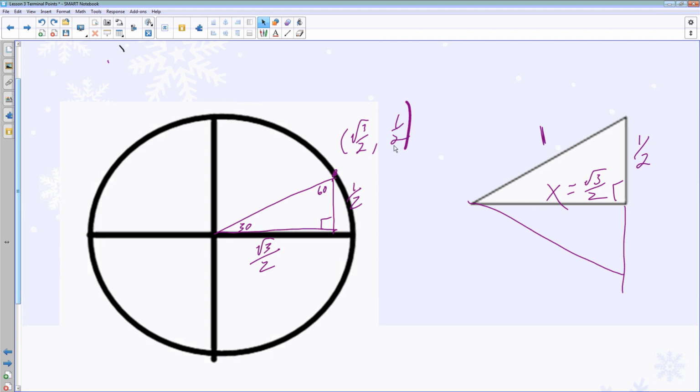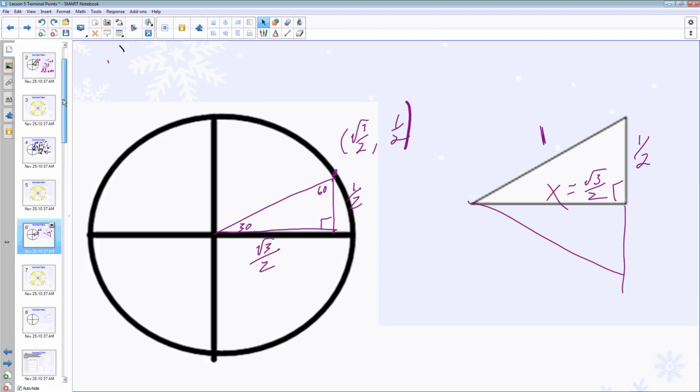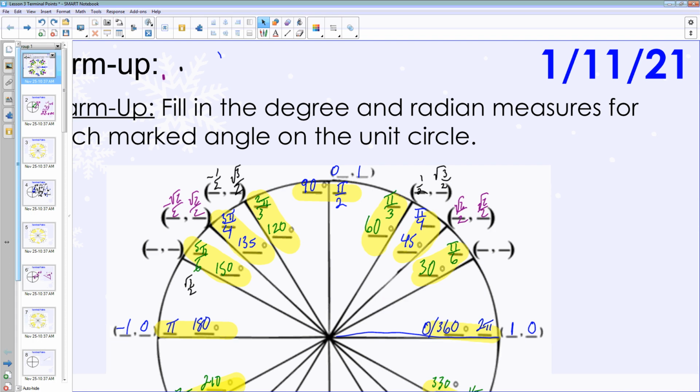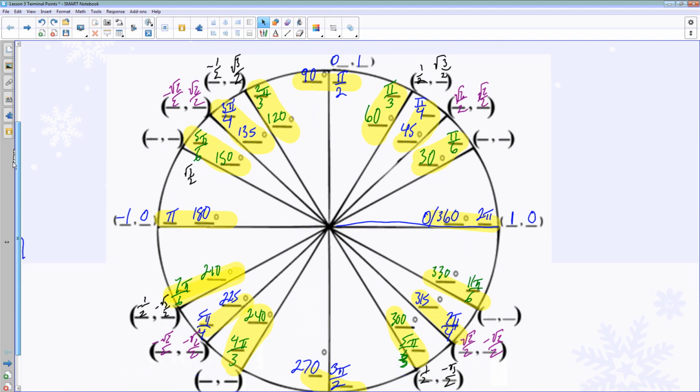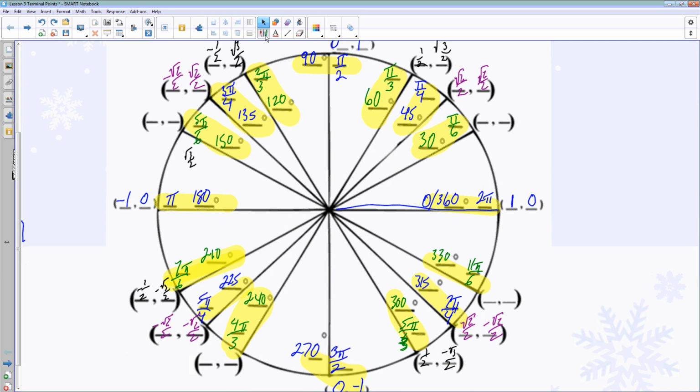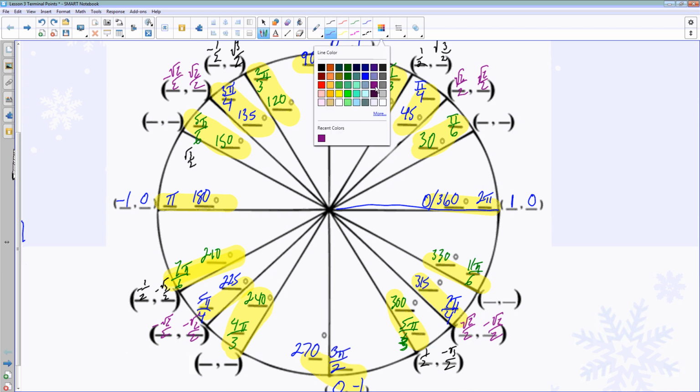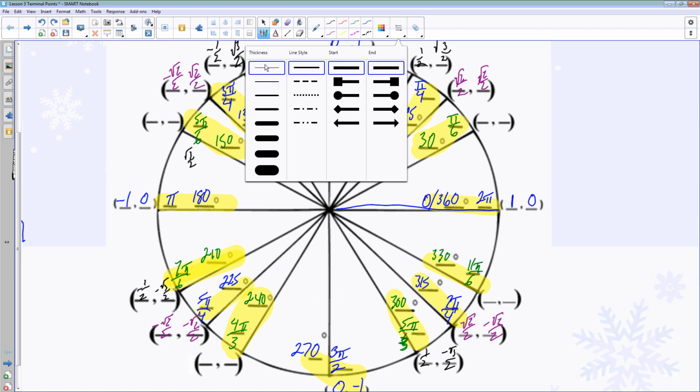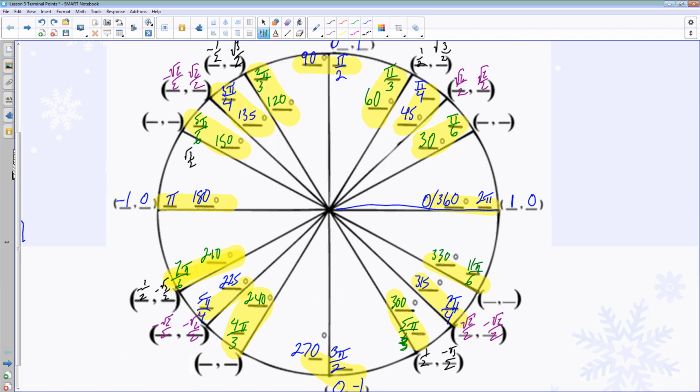Okay. All right, so let's go back one more time to that beautiful unit circle. So my pi over 6s. So we just said it's going to be root 3 over 2, comma 1/2. So in the second quadrant, it'll be negative root 3 over 2, comma 1/2. My third quadrant will be negative root 3 over 2, negative 1/2. And my fourth quadrant will be root 3 over 2, negative 1/2.